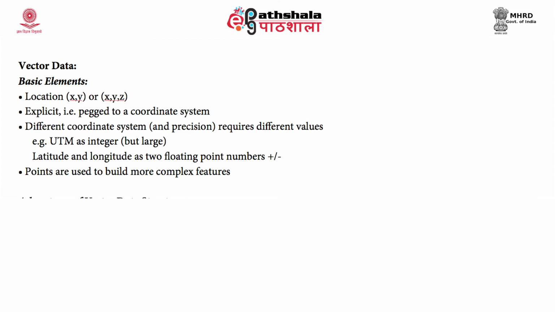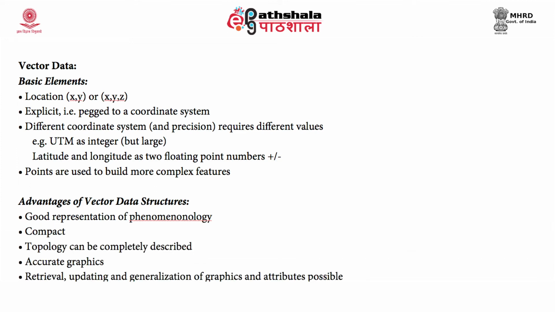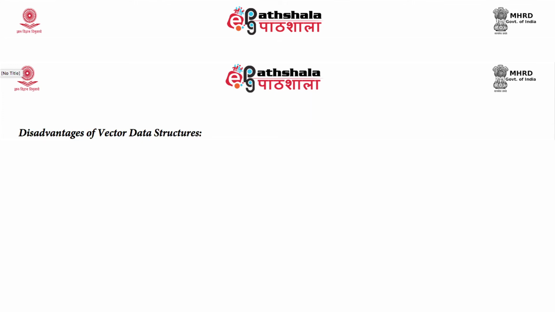If we look into the advantages of vector data structures, number one is it has a good representation of phenomenology, it is compact, topology can be completely described, it has accurate graphics, and retrieval, updating and generalization of graphics and attributes are possible in vector data structures. And when we look into the disadvantages of vector data structures, it is a complex data structure. It is a very complex data structure.